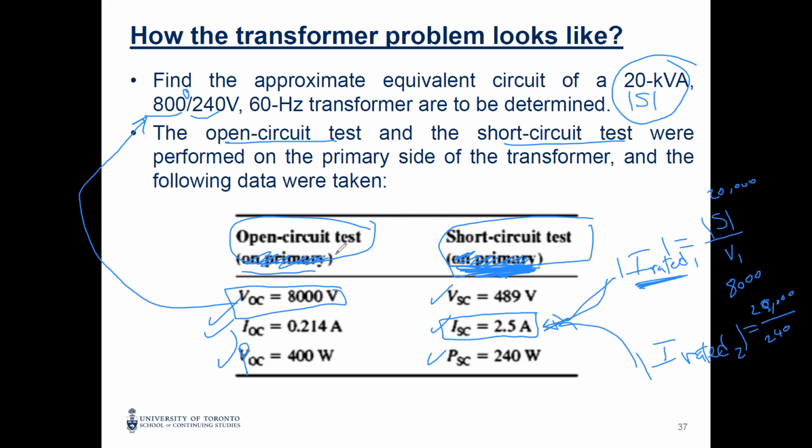We are lucky because both tests are at the primary, the high voltage side. From this one, we get RC and XM, and from this, the R equivalent and X equivalent. Then we are good. You can draw them in one circuit.